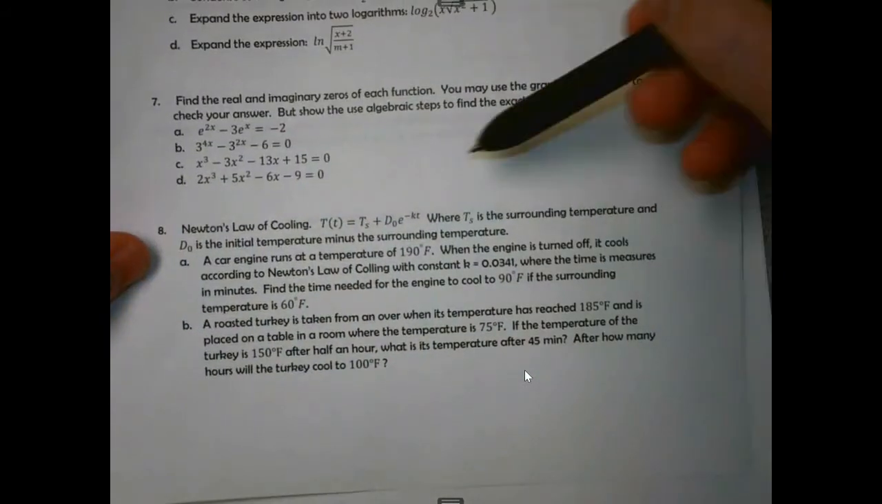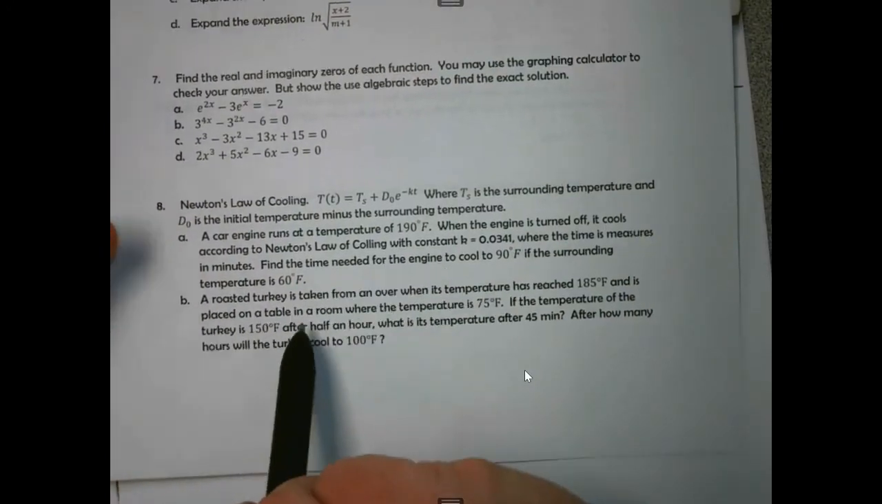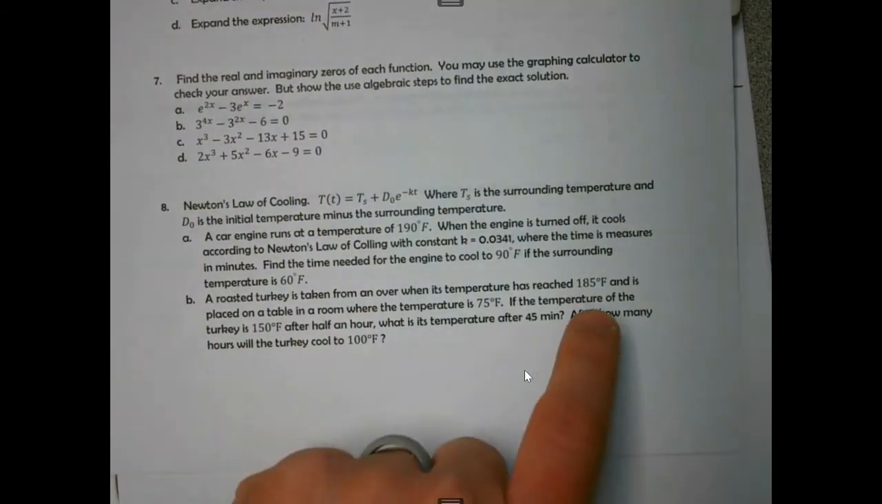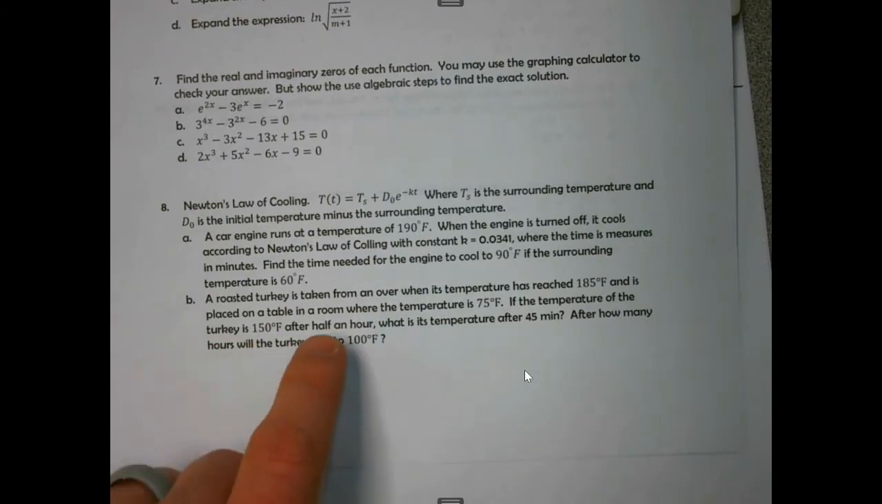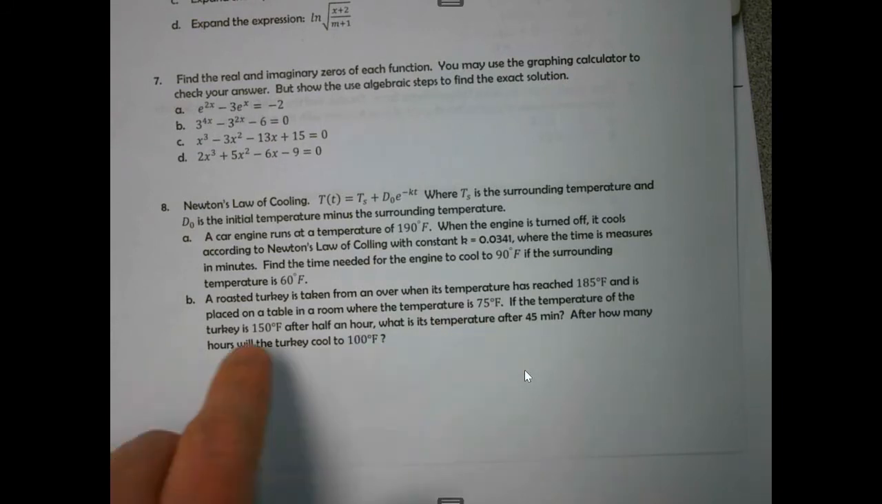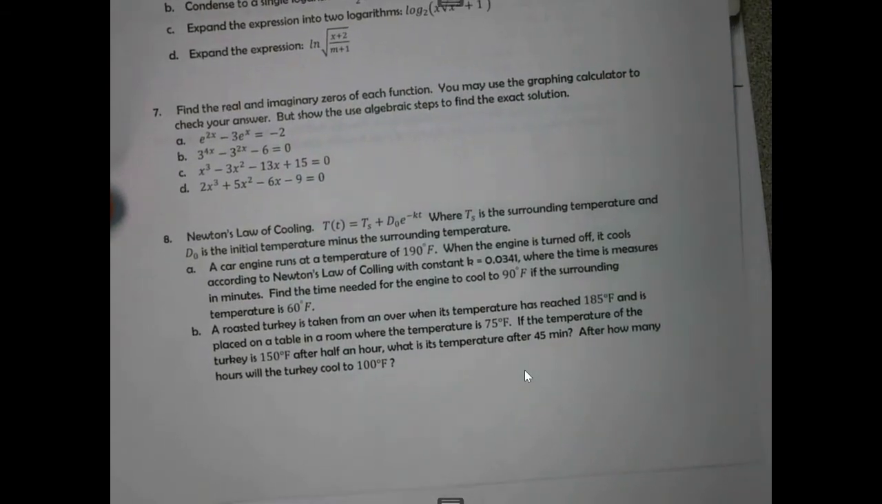B, okay, we're still using Newton's cooling law here, surrounding temperature. Okay, so it says a roasted turkey is taken away from an oven when its temperature has reached 185 degrees Fahrenheit and is placed on the table in a room where the temperature is 75 degrees Fahrenheit. If the temperature of the turkey is 150 after half an hour, what is the temperature after 45 minutes? How many hours will the turkey take to cool to 100 degrees? Okay, so there's a couple questions in here.